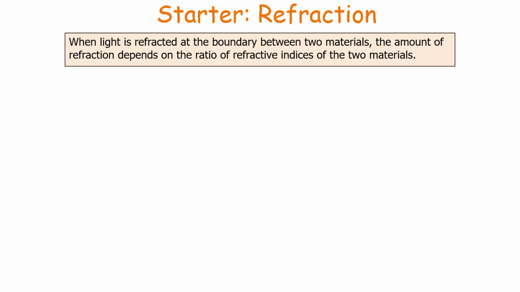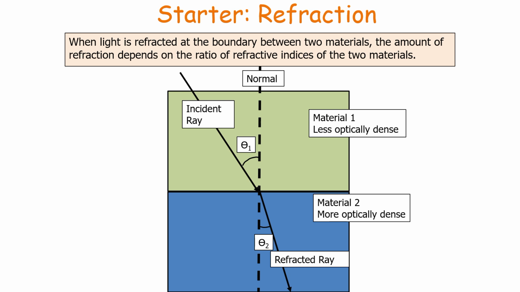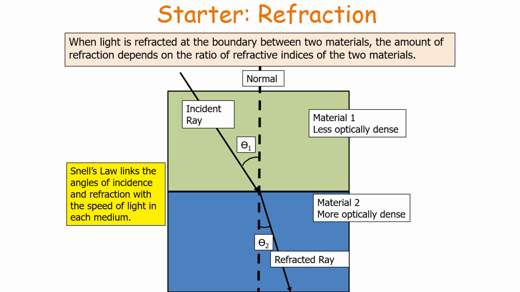Now, when light is refracted at the boundary between two materials, the amount of refraction depends on the ratio of the refractive indices of the two materials. As you can see in the following diagram, we've got an example of where a light wave is transferred between two materials. We call theta 1 in this example the angle of incidence and theta 2 the angle of refraction. Something called Snell's law links the angle of incidence and the angle of refraction with the speed of light in each medium.